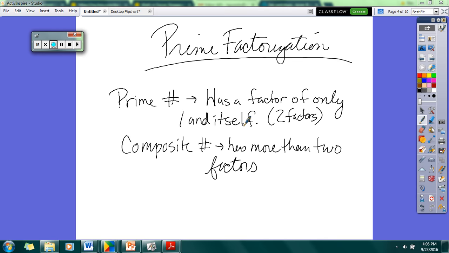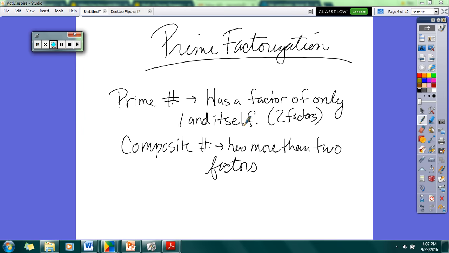Today we're going to be doing a lesson on prime factorization with a focus on prime numbers and factor trees. So the first thing is a couple vocabulary words that we need to be aware of. A prime number has a factor of only one and itself. So this means that a prime number has only two factors. A composite number has more than two factors.